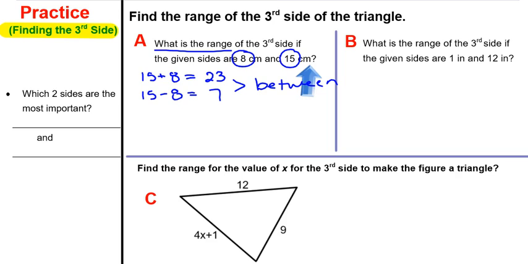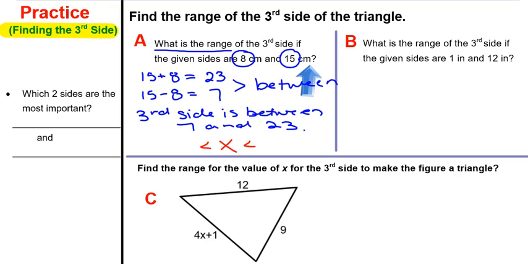I can write that as a sentence. Or I can write that as a mathematician and use my less than symbols. And that tells me that the third side x is between 7 and 23.